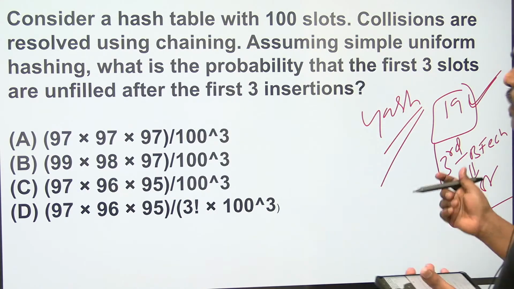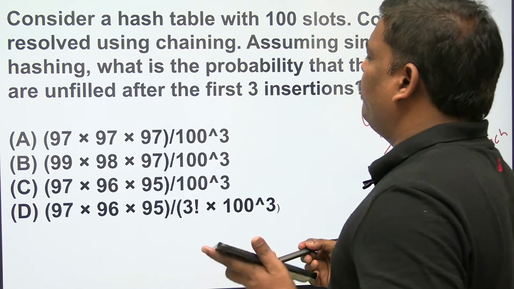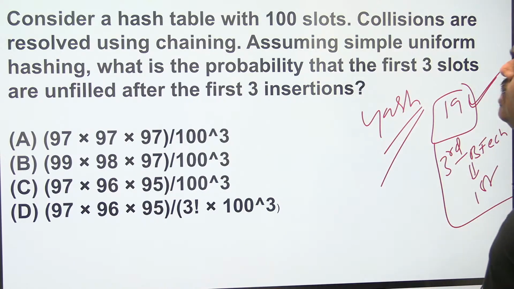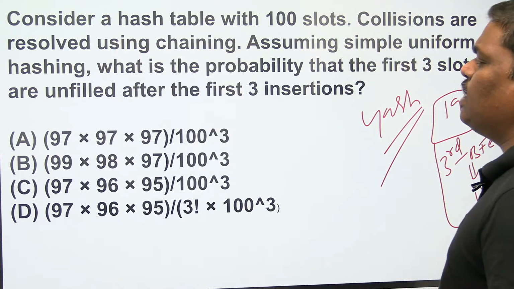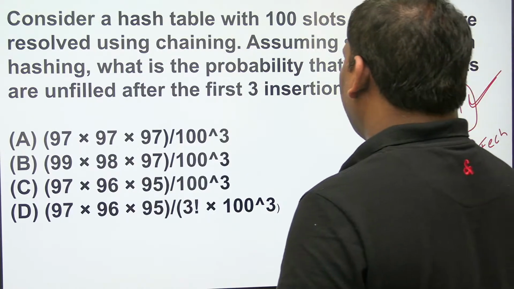Right, fine. Let's see this. Let's see what the answer is. Consider a hash table with 100 slots. Collisions are resolved using chaining. Assume simple uniform hashing. What is the probability that the first 3 slots are unfilled after the first 3 insertions?